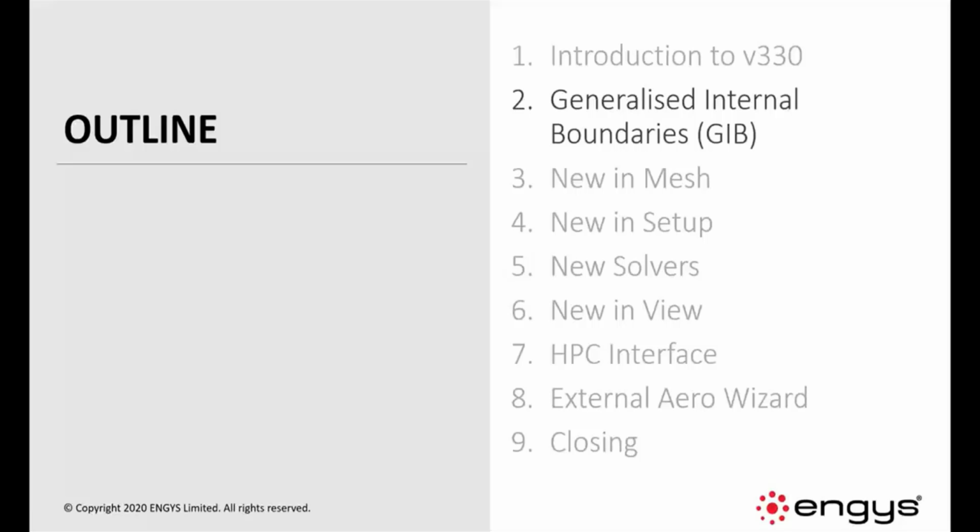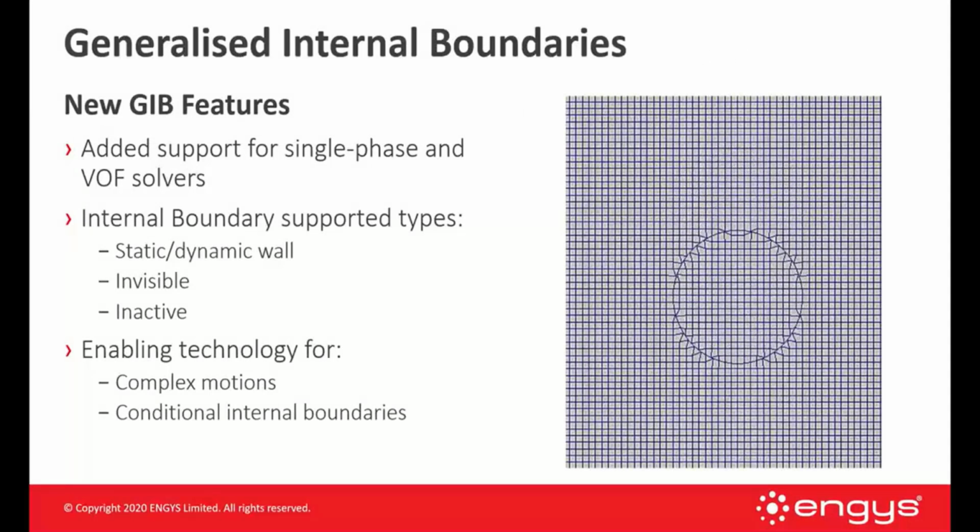Moving to the main functionalities of the software, well, first we have Generalized Internal Boundaries, GIB, which is a new methodology available in finite volume that we developed inside ENGYS, which is designed for complex motions and conditional internal boundaries. If you are not familiar with this, if you want to find out more, there's a nice webinar that my colleague Daniel held a month ago. You can find more details on our website. There is also a recording, so if you want to check it out, there is also a list of application cases and the background for the underlying theory behind this method.